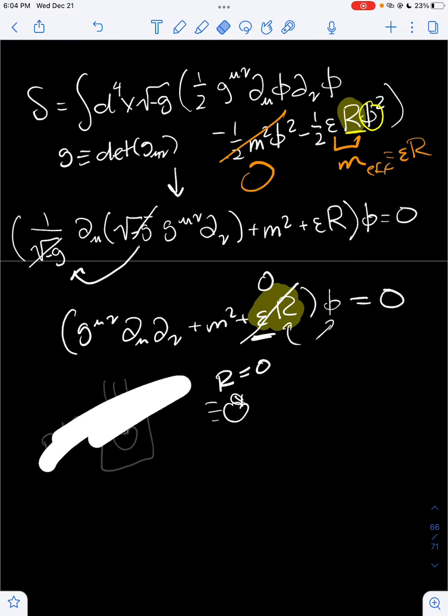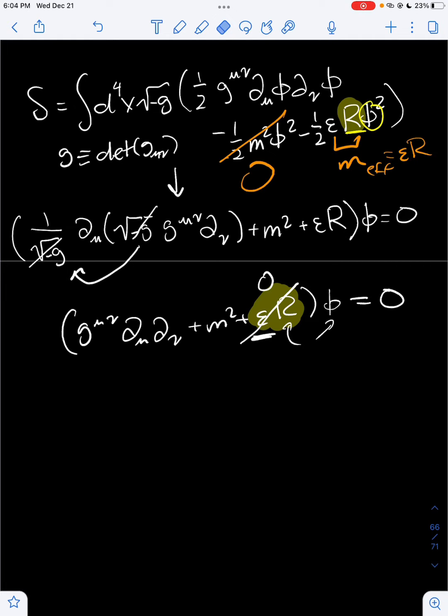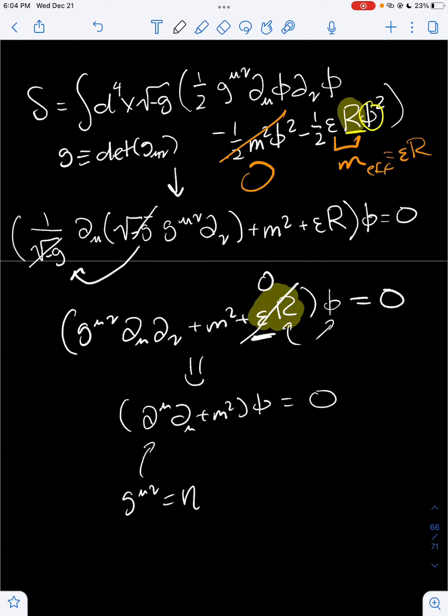So again, if we choose epsilon to be 0, and R is 0 anyways for a flat spacetime, we will then just have this, which is our Klein-Gordon equation for when g^{μν} is just the Minkowski metric. So we can see how the Klein-Gordon equation is a special case of the Klein-Gordon equation on a general spacetime.